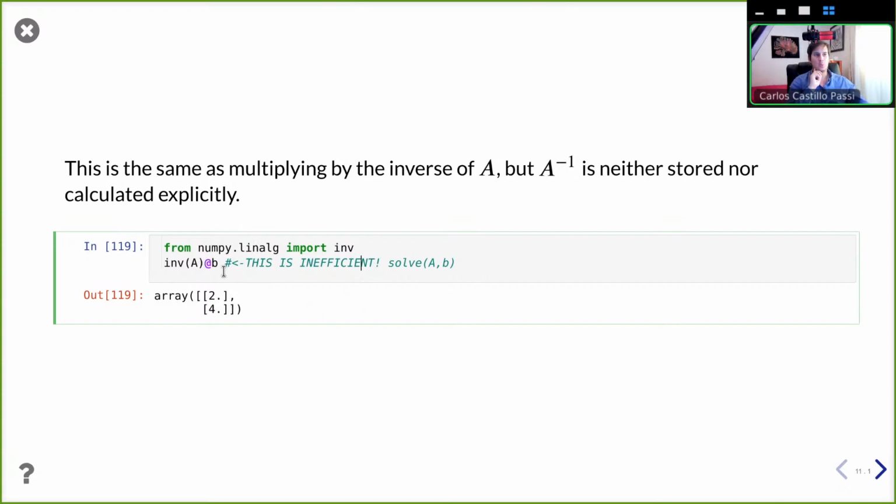Yes. To solve this kind of systems, we do not need to calculate the inverse of the matrix. We can just solve, and it will be more efficient because we are not calculating nor storing the inverse of the matrix. So this is equivalent, but this is not recommended. Always use this.